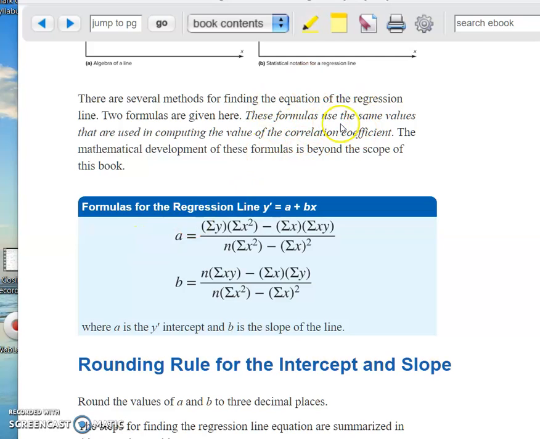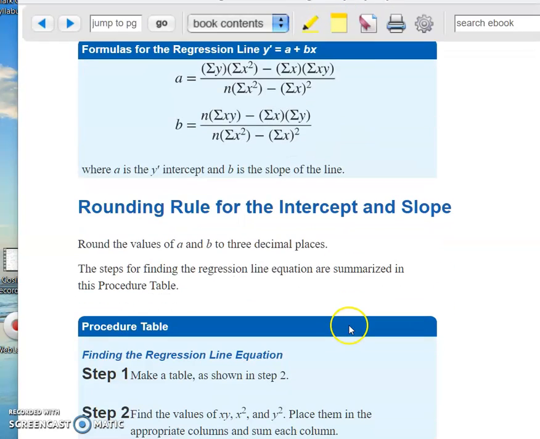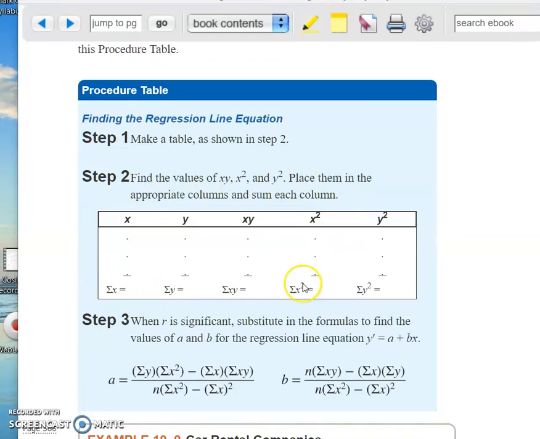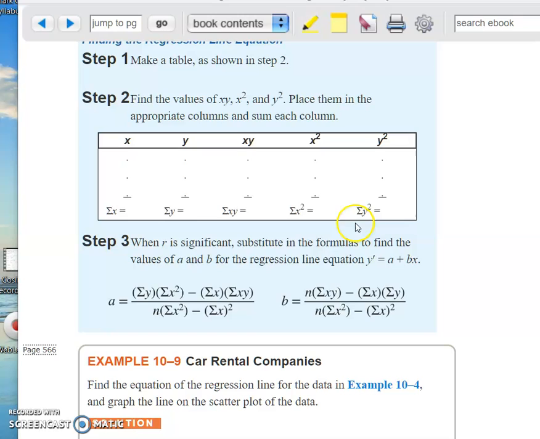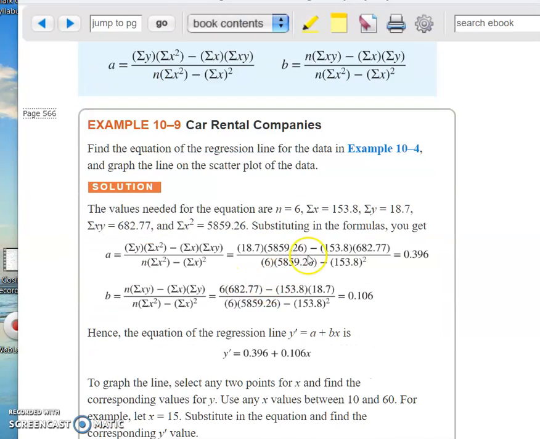Okay, and what he's saying here is that you're going to use some of the same things that you computed before. So what you do, if you were going to do this computation, is you would say, okay, I need A and I need B. Here's the formula for A, here's the formula for B. Okay? He's got a rounding rule, which we're not going to need to worry about. And then here are all these tables that he always has. So you can do this, but like I said before, you'd always just do it with a computer.